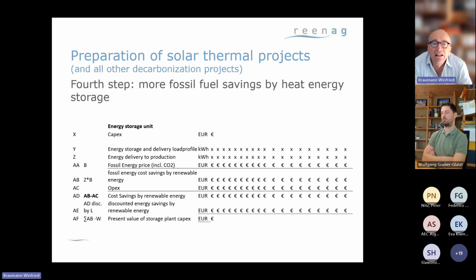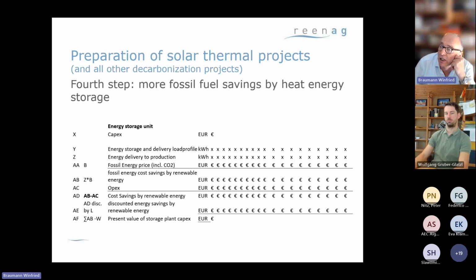The fossil energy savings, which are produced by delivering energy from the storage to the production unit, are attributed to the energy storage to the extent to which it has been calculated. These savings in fossil energy costs are then considered in the calculation of the present value of the investment and operating costs of the storage facility for its economic lifetime.